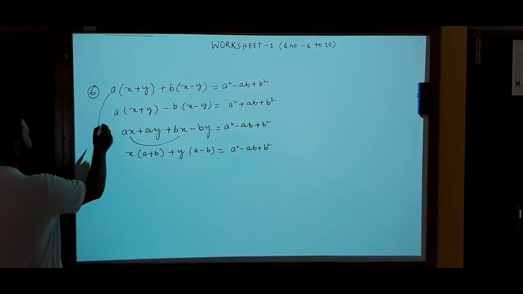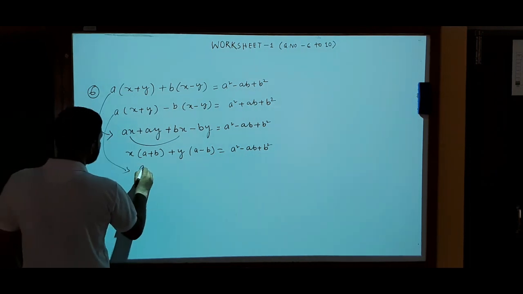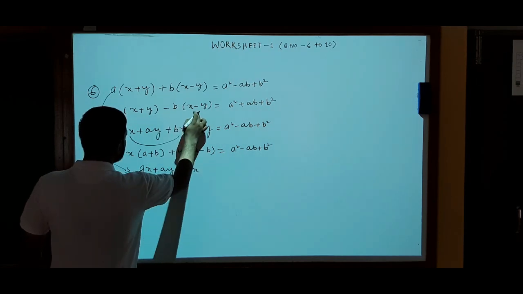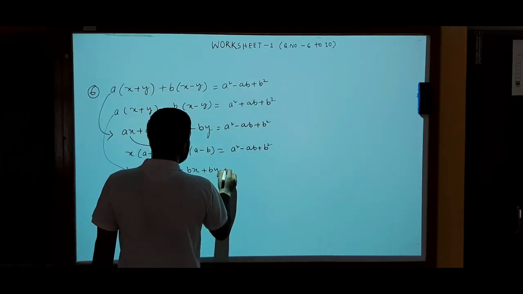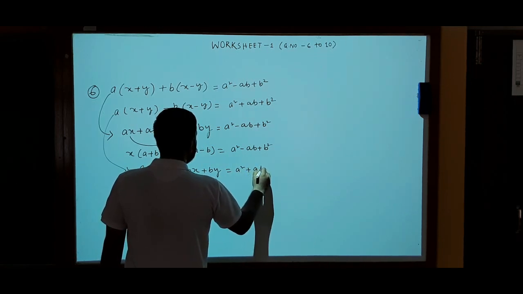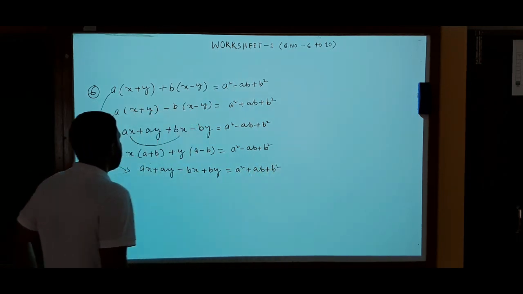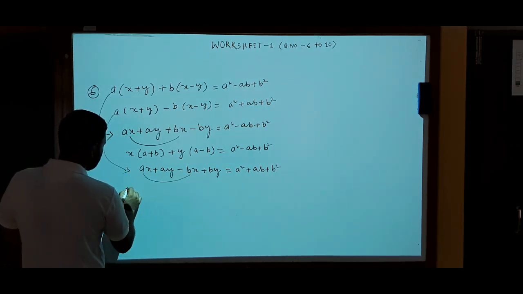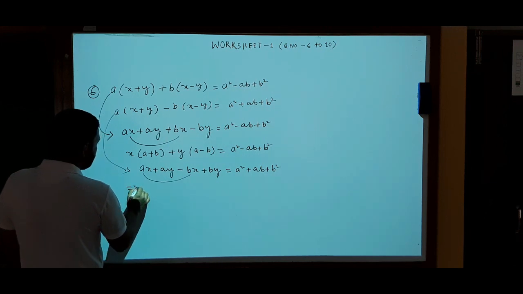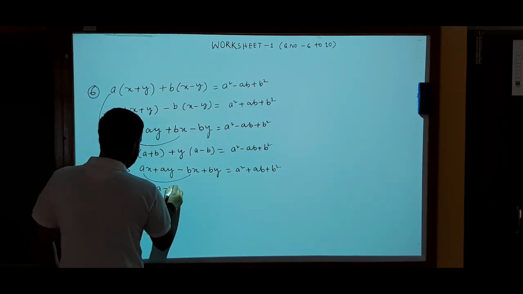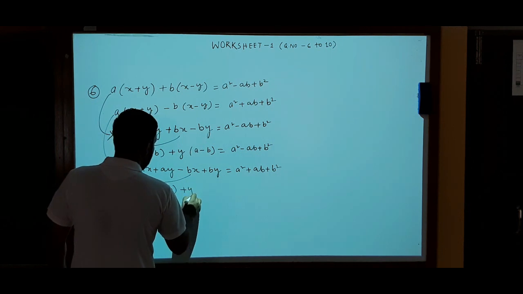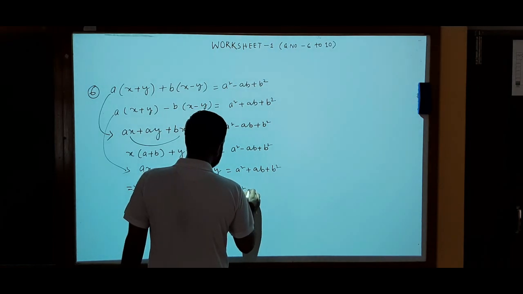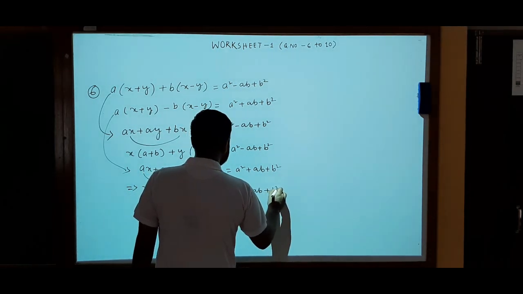Right? Similarly, a into x, ax; a into y, ay; b into x, bx; and minus minus plus, b into y, by equal to a² + ab + b². Now ax minus bx: if I take x common, x(a - b), and from here y(a + b) = a² + ab + b².